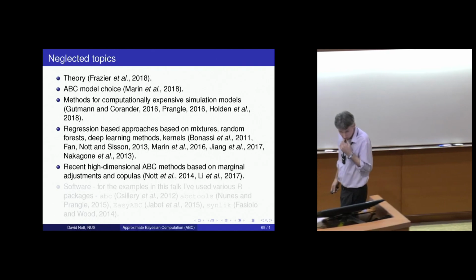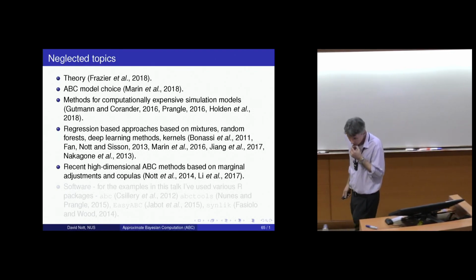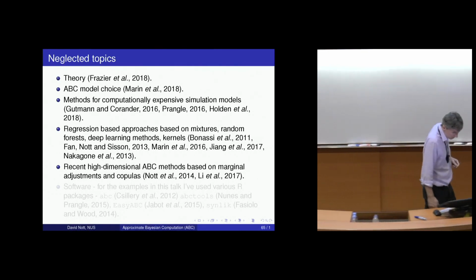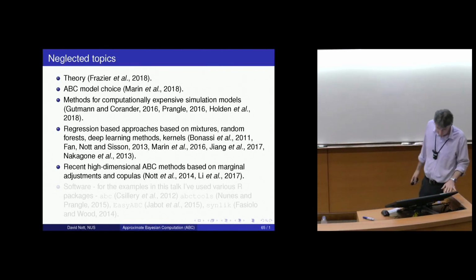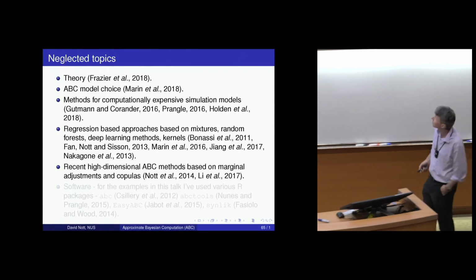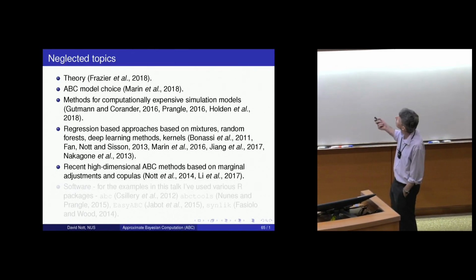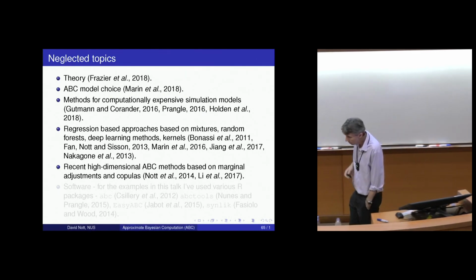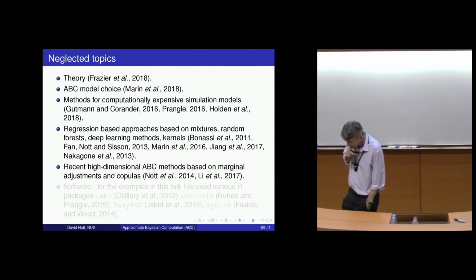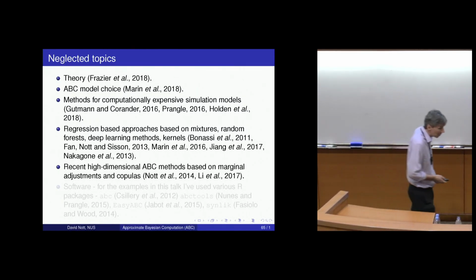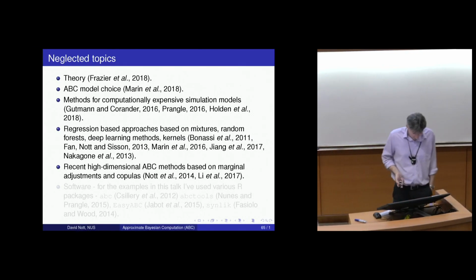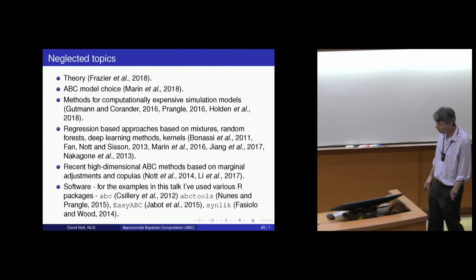For high dimensions, there are some other methods that make even more aggressive approximations, I suppose, to extend to high dimensions. Methods based on marginal adjustments and also copulas, where, if you make certain approximations, you can infer a joint distribution from low-dimensional marginals if the distribution has a certain form.